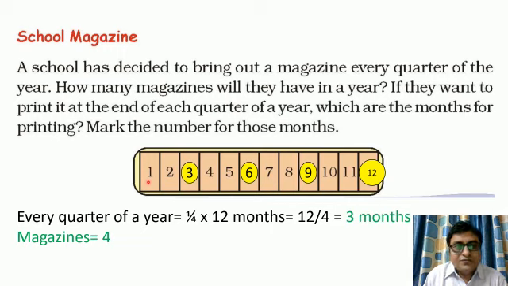So after every 3 months, we will have a magazine. So 1, 2, 3, 4. So there will be 4 magazines in a year, because after every quarter, there will be one magazine. Now next question is asked, if they want to print it at the end of each quarter of a year, which are the months for printing? Mark the number for those months.